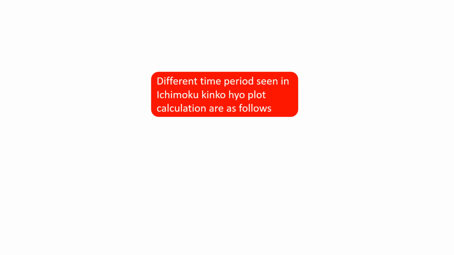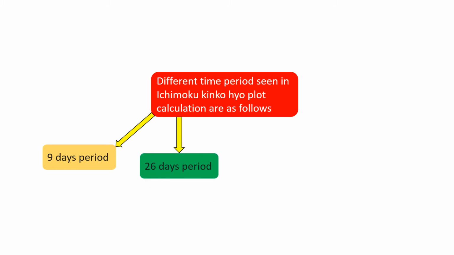Different time periods seen in Ichimoku Kinko Hyo plot calculations are as follows. The 9-day period: the Japanese market used to be open 6 days a week and Sunday was closed, so 9 represents 1.5 weeks of trading. 26 represents 1 month of trading, meaning 30 days minus 4 Sundays, when the market was closed.